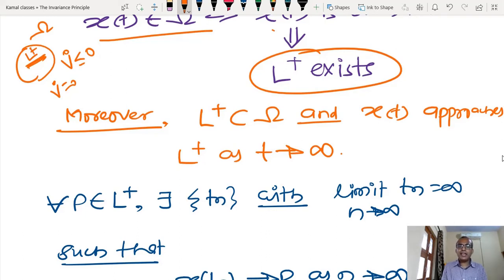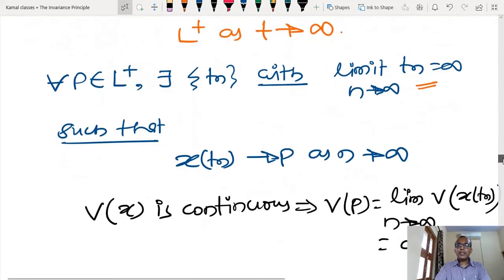So same kind of things I have written here: I have limit set L plus that belongs to omega, and x(t) approaches L plus as t tends towards infinity. Now if I select any point P that belongs to the limit set, then there exists a time sequence t_n such that x(t_n) is going to converge to that particular point. This is true for all points inside the limit set.